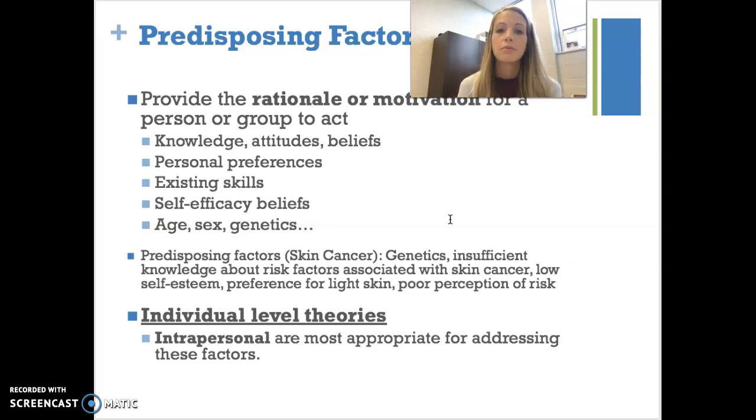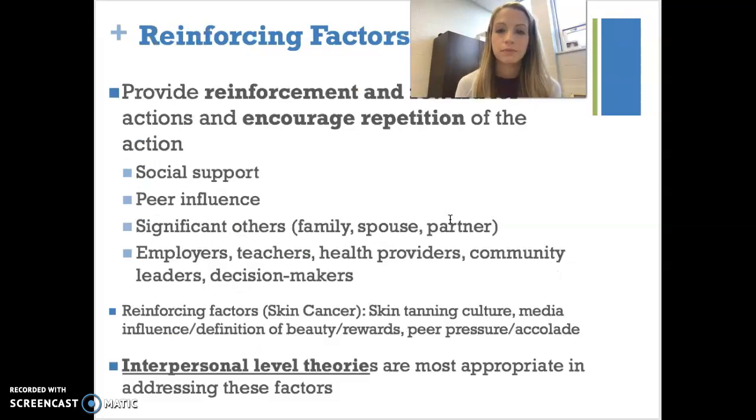So these predisposing factors relate to individual level theories. Intrapersonal theories are most appropriate here for addressing these factors because this is at the individual level, right? These are personal knowledge, attitudes, beliefs, their own personal characteristics, their age, their sex, their preferences, their beliefs. These are what's affecting their lifestyle habits and behaviors. And so here we would need an individual level theory to try and change these predisposing factors.